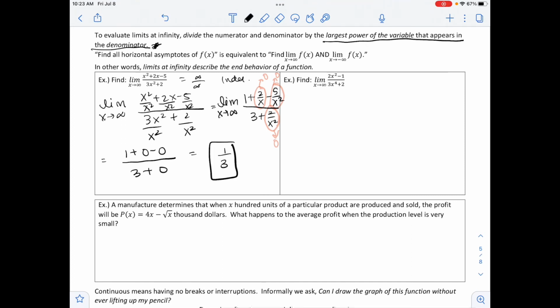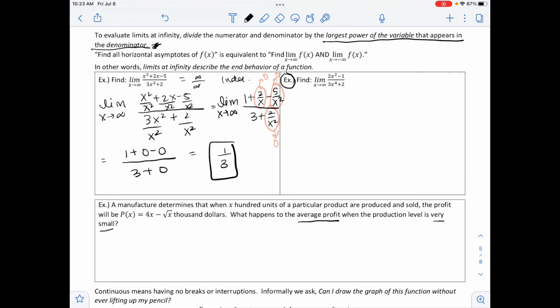So we have another example right next to this. I'm going to go ahead and circle, and we'll look at this one together in class. The example right below this says a manufacturer determines that when x hundred units of a particular product are produced and sold, the profit will be P(x) = 4x − √x thousand dollars. What happens to the average profit when the production level is very small?